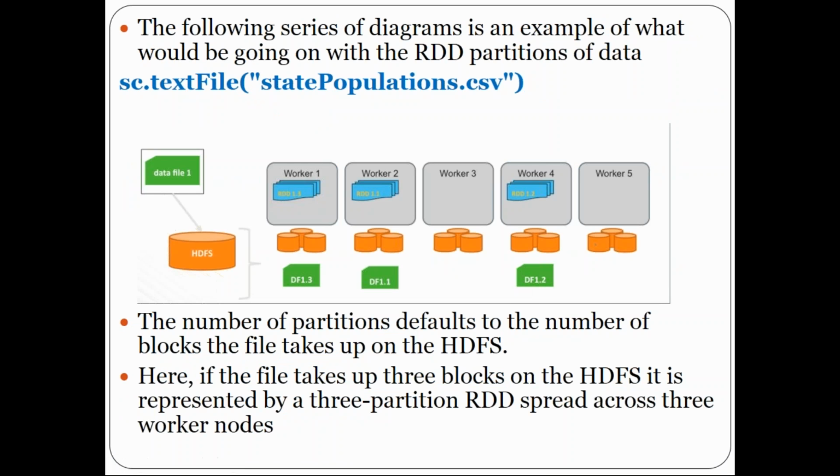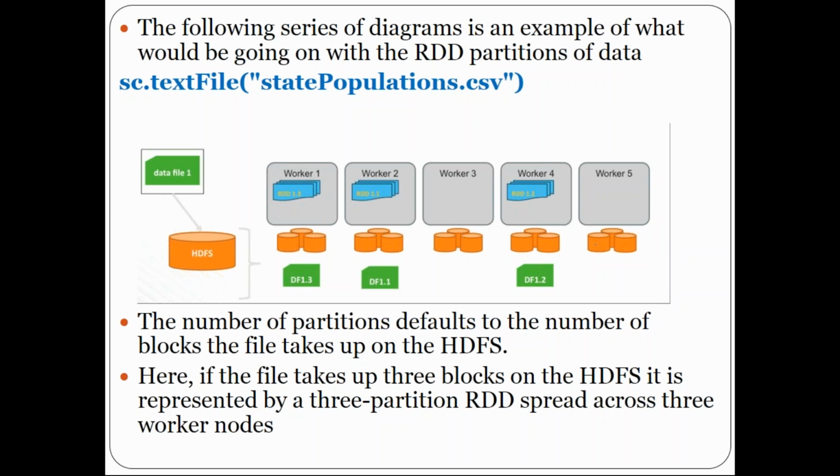Now, the following series of diagrams is an example of what would be going on with RDD partitions of data. Guys, carefully observe. You have a data file 1. This data file 1 is broken into 1.1, 1.2, 1.3. Each is one partition. 1.1 is on worker node 2, 1.3 is on worker node 1, 1.2 is on worker node 4. You have 3 blocks, you have 3 partitions.